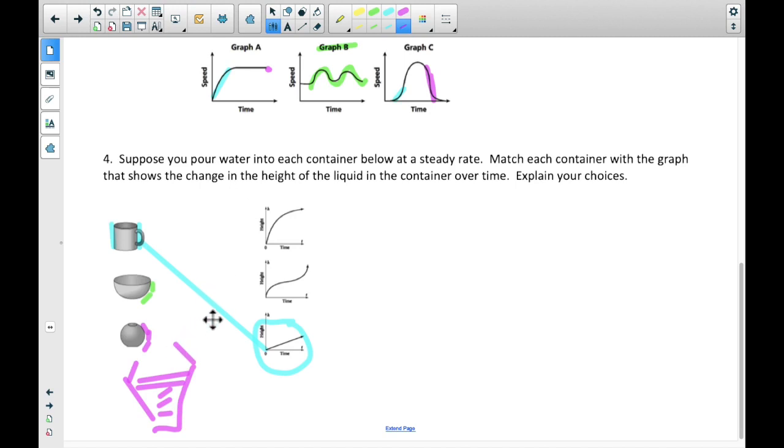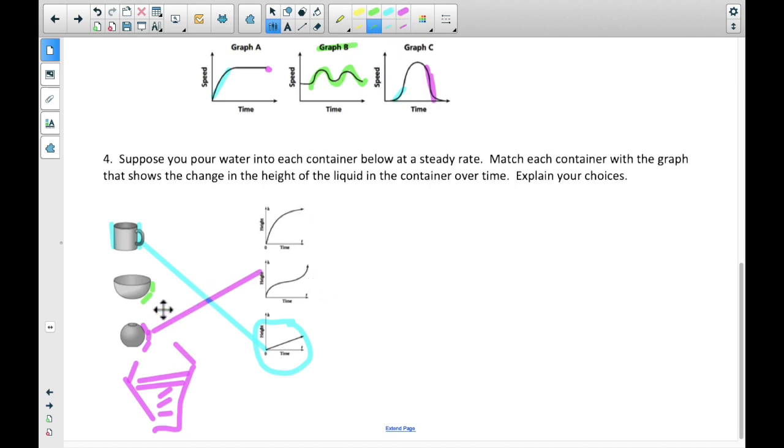Does that make sense? So I think this one's going to go with that one because this one fills up pretty quickly at the bottom because it's so small. And then in the middle part, it takes longer to fill up, so it doesn't fill up so quickly. And then at the end, it's like, oh my gosh, all of a sudden it's this tiny thing and it fills up real quick at the end.